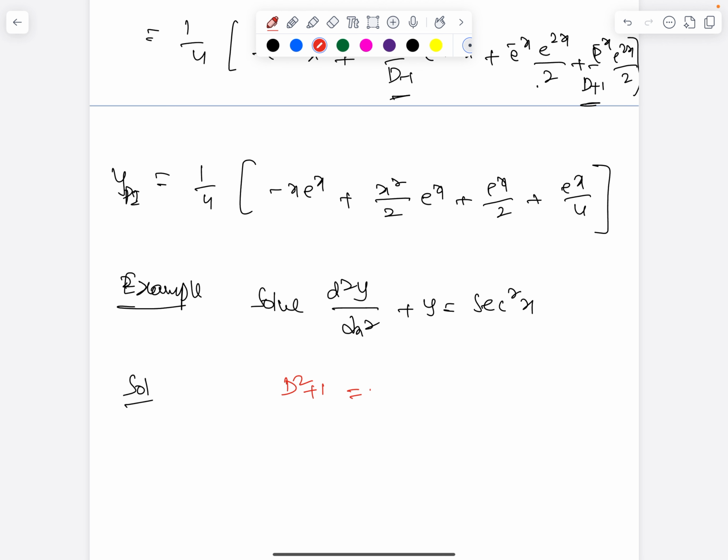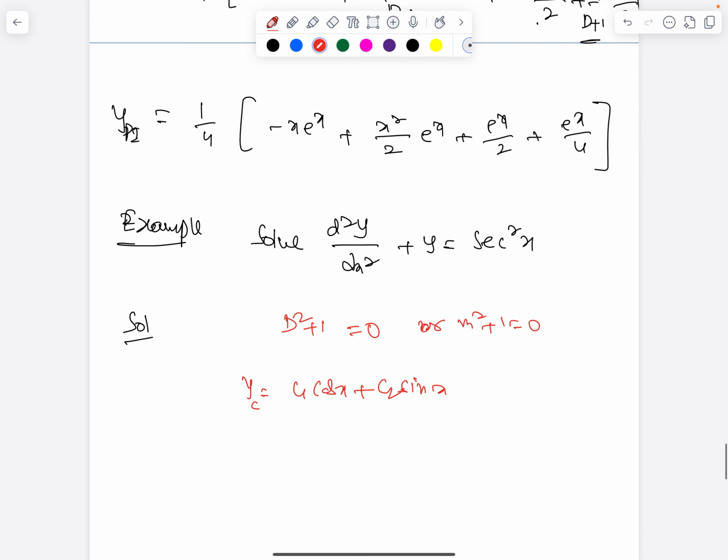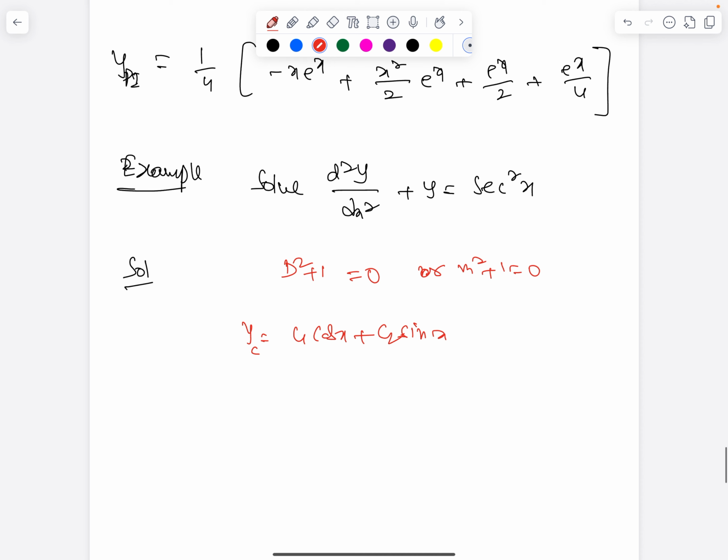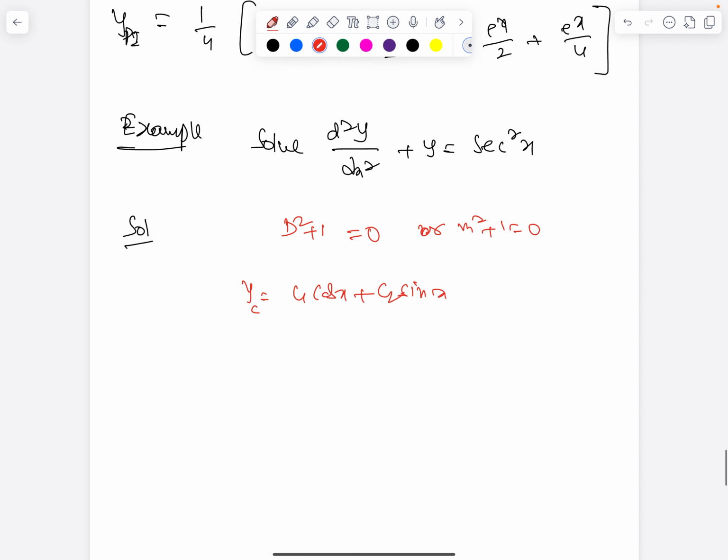D square plus 1 is equal to 0, or m square plus 1 is equal to 0. This is giving complex roots, therefore the solution is yc is equal to c1 cos x plus c2 sin x. There is no real part in it, it is plus or minus i only, therefore c1 cos x plus c2 sin x is your complementary solution, and yp is equal to 1 by d square plus 1 secant square x.